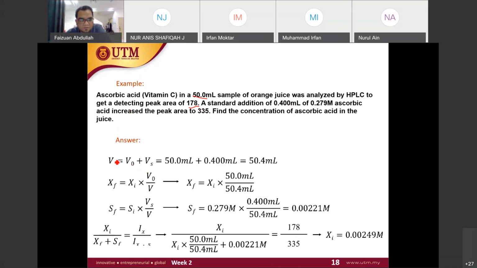We have V equal to V0 plus Vs, for 50 ml plus 0.4. So we have 50.4, and Xf is Xi times V0 over V. So Xf is equal to Xi times 50 over 50.4. Xi is the analyte that we're going to find.